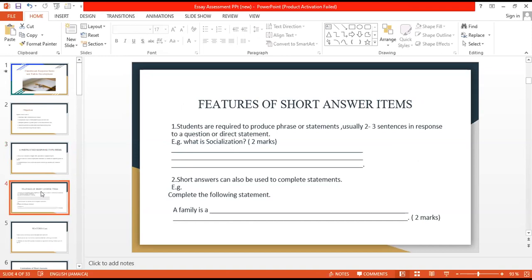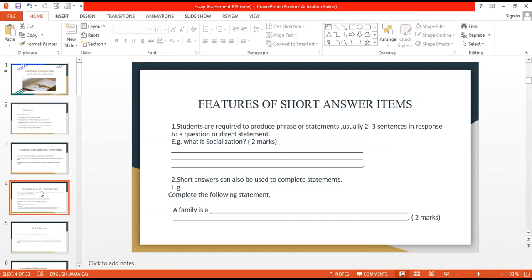All right, so what are some of the features of short answer items? For one, students are generally required to produce phrases or statements, usually 2 to 3 sentences, in response to a question or a direct statement. So for example, the question can be asked, what is socialization? And so the student is required to produce an answer to the question.